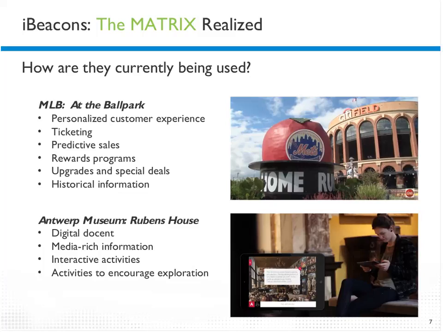The Antwerp Museum is using this purely from an educational perspective. Rubens House is the converted home of Peter Paul Rubens in Belgium, and was acquired by the city in 1937, and offers a digital docent to follow you or to take you around the museum. And you don't have to follow a specific tour. Because beacons have been placed strategically throughout the museum, you can wander through the museum and discover things as you go. You get to a specific location, and not only do you get information about a particular exhibit piece, but you're also able to interact with interactive activities, see x-rays of the paintings, and get supplementary videos about the physical location. So the idea is to foster and encourage exploration throughout the museum.